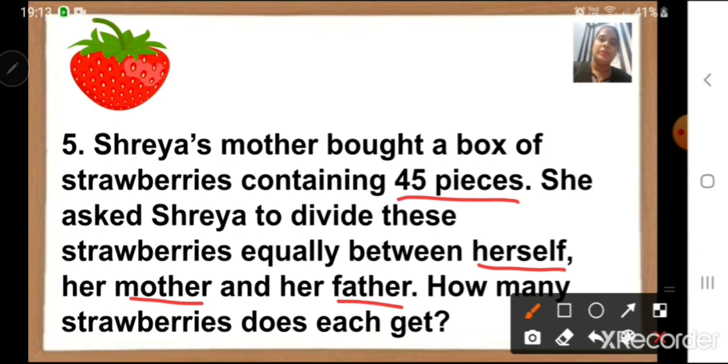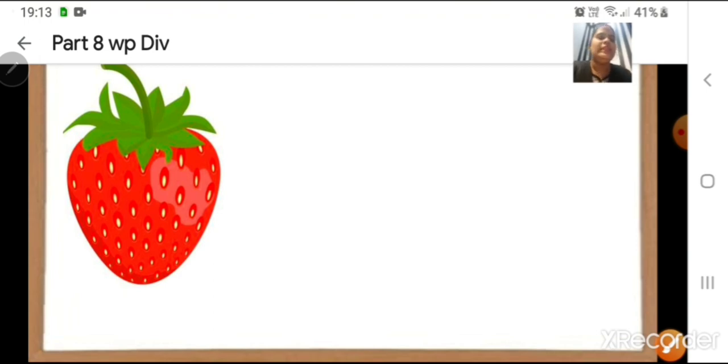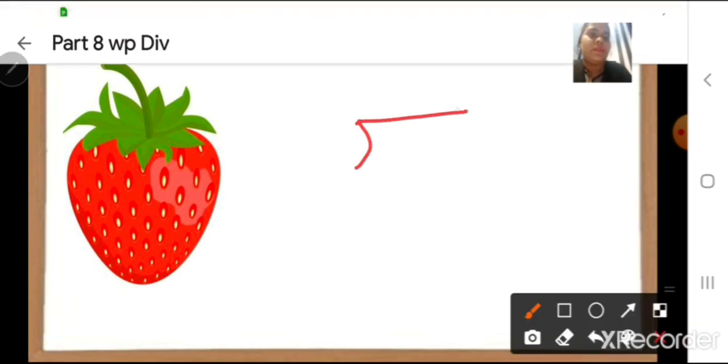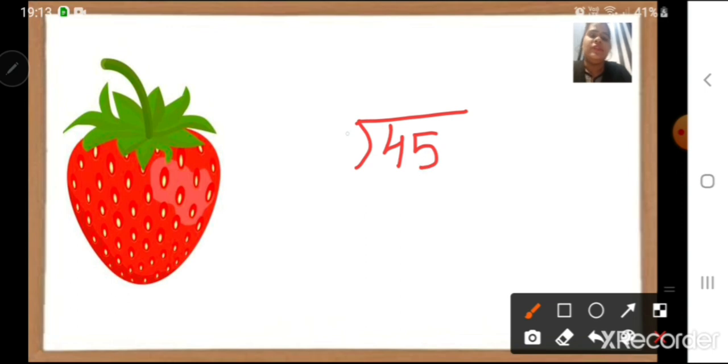If we divide among 3 people, then only we will get the answer to how many strawberries each got. Okay. So let us divide 45 divided by 3. Why 3, children, here? Because she is going to divide among herself, her mother and her father. There are 3 members. Okay. So that is why here we have the number 3. Directly they have not given it. They have twisted the question. Okay. Now let us divide.